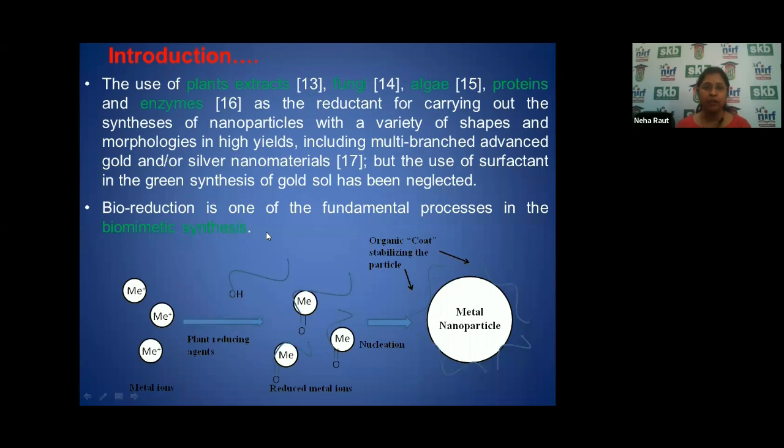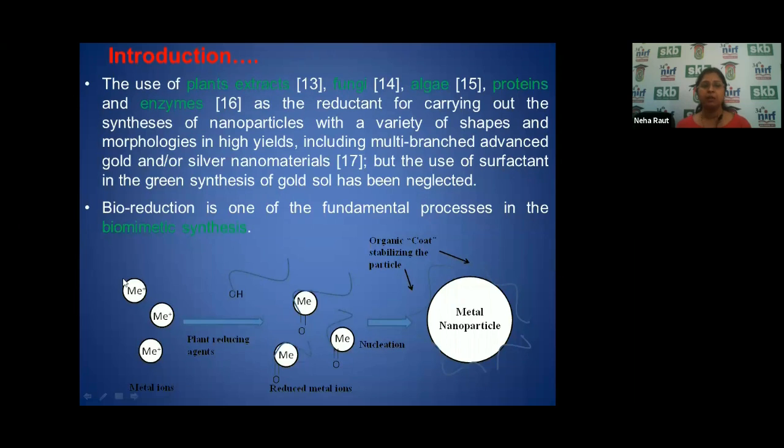Now what is biomimetic synthesis? It is where biological material is involved in the synthesis procedure. Why did I mention biomimetic synthesis? Here we are taking Ziziphus moritiana. This is the plant extract. Its origin is biological, and we are using it for reducing the metal ions. So you will get a better understanding with this diagram.